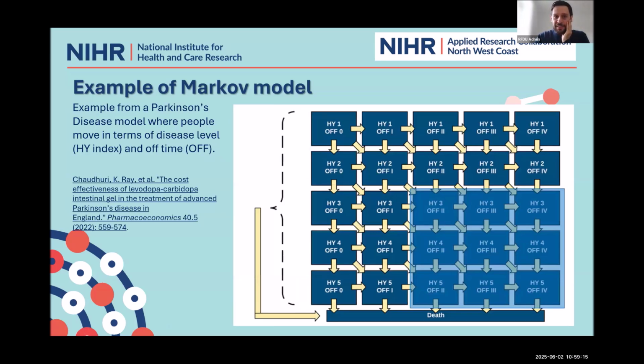Things can get a bit more complex, of course. We just presented a Markov model, which is quite simple, but in our example from the article on advanced Parkinson's disease, we have, for example, health states defined by the disease level severity, which is the HY index, but also the off time. So you can have different combinations of these two clinical outcomes and depict a situation where people can move across, I think, 25 different states, okay? So this is just to show that things can be a bit more complex.